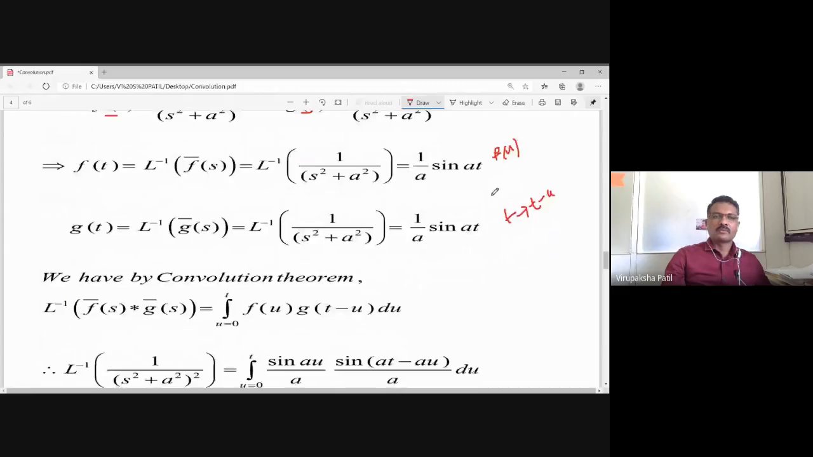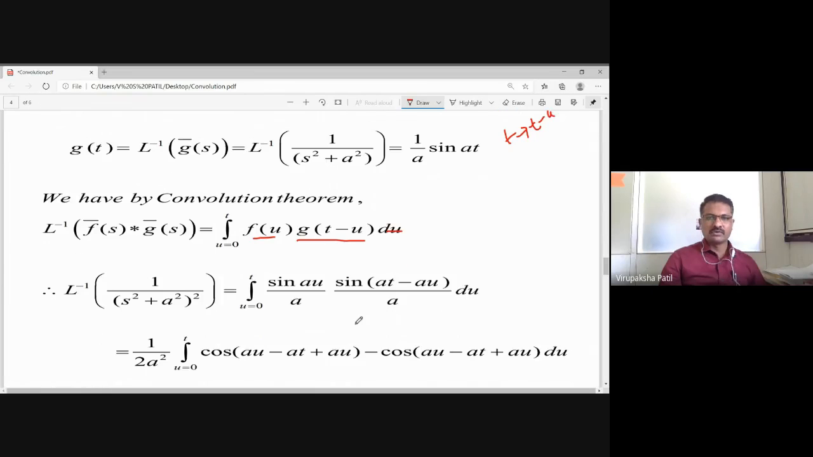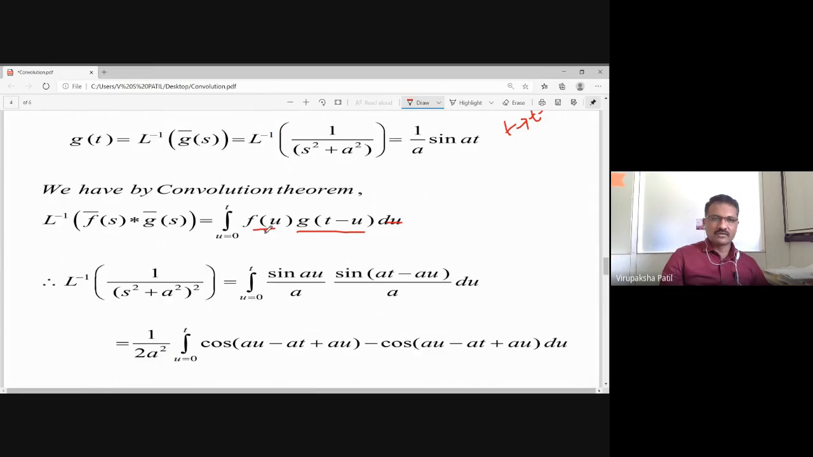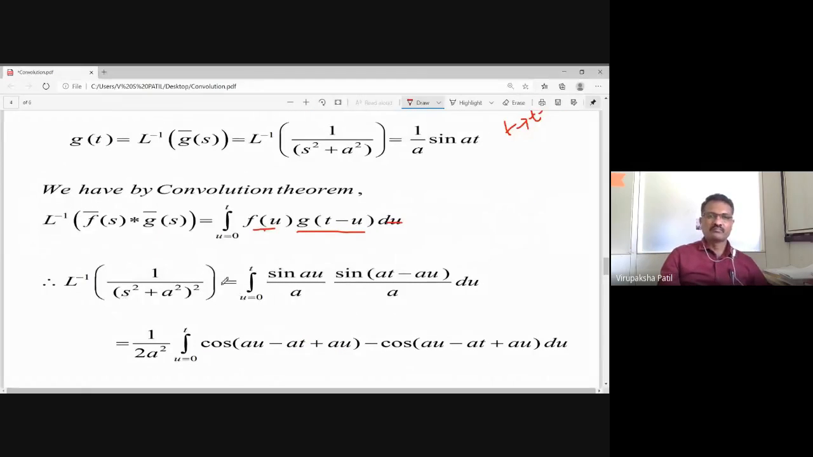Therefore, once you have got those, we have to write, by using the convolution theorem, L inverse of f bar s into g bar s is equal to integral from u equals 0 to t of f of u into g of t minus u du. Please remember this. Then substitute the values here. That is L inverse of 1 divided by (s square plus a square) whole square. If you don't write this also it is okay, because you have already considered these two terms here, but it is better to write this. Then this is equal to the integral from u equals 0 to t of f of u, which is sin au divided by a, and g of t minus u, which is sin at minus au divided by a, with respect to u.